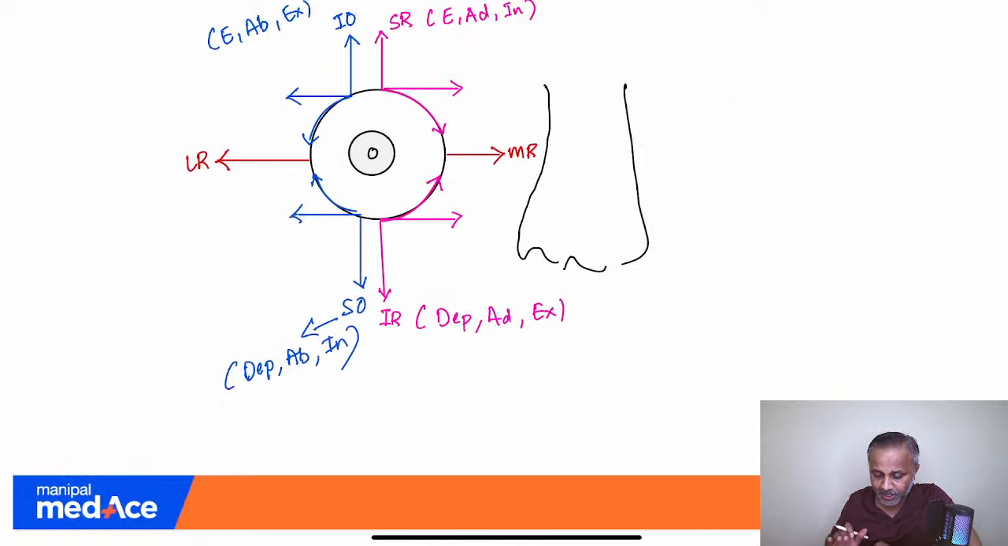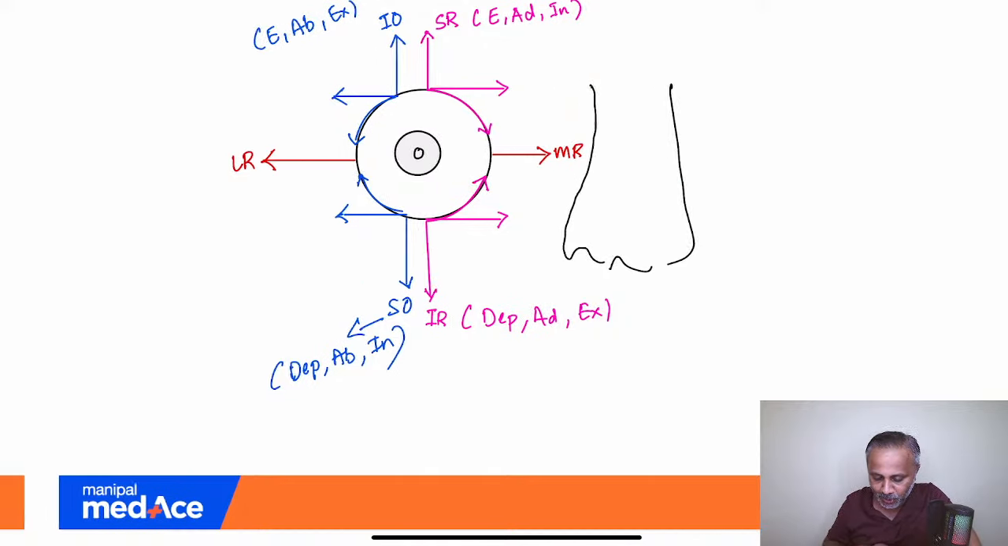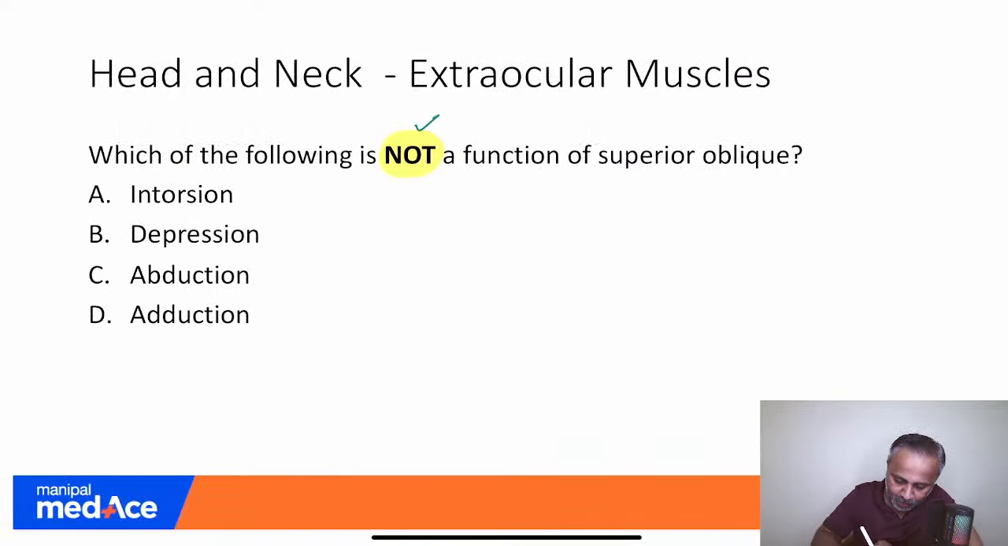So this is a simple diagram which will help you to recall and remember the actions of all extraocular muscles. This is one diagram that you should learn thoroughly. Now hope this concept is clear. So what is the correct option here? The correct option here is the superior oblique cannot bring about adduction. Fine. So this is regarding the actions of superior oblique. So this was one of the questions asked from the head and neck region.